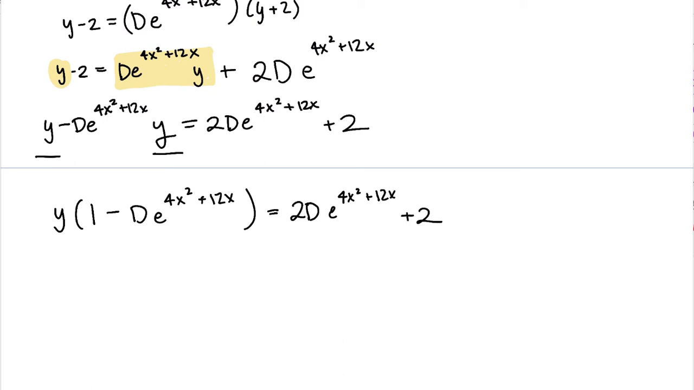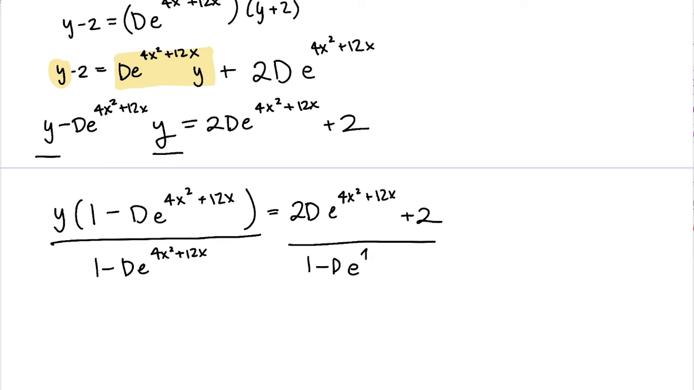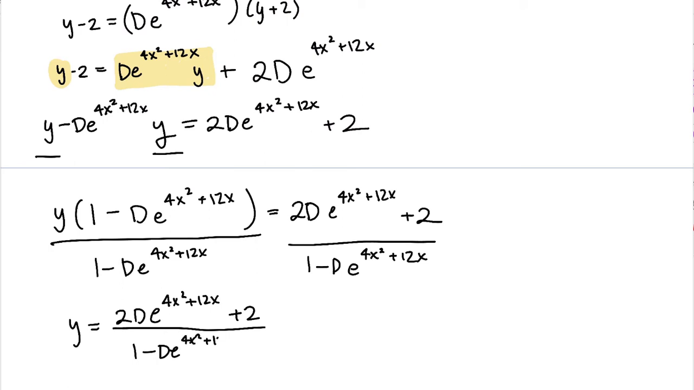And I'm going to be careful here, and I'm not going to just rename this 2D something else because I'm referring to D on the left-hand side now as well. So I'm going to leave these as D's even if it doesn't look quite as nice, and divide both sides through by 1 minus D e to the 4x squared plus 12x. So my y, my explicit solution, we're finally there, is 2D e to the 4x squared plus 12x plus 2 over 1 minus D e to the 4x squared plus 12x.